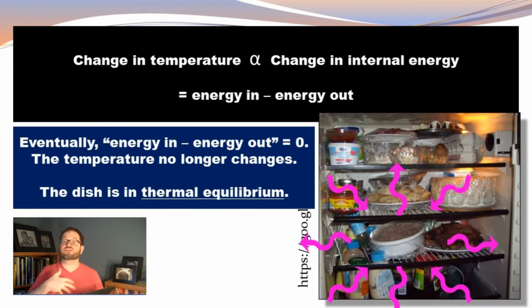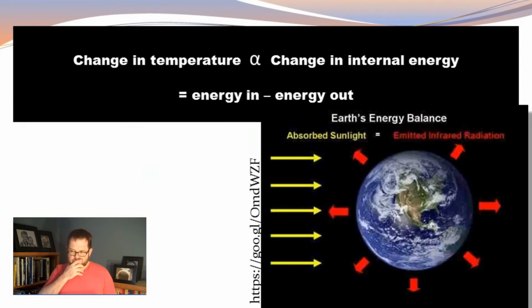The amount of energy in is now equal to the amount of energy it is giving off, the amount of energy out, so its change in energy is zero, and since the change in temperature is proportional to the change in energy, if the change in energy is zero, there is no change in temperature. It doesn't mean the temperature is zero, it means that the change in temperature is now zero. We have reached a thermal equilibrium. This pot is now in thermal equilibrium with the surroundings around it in a refrigerator.